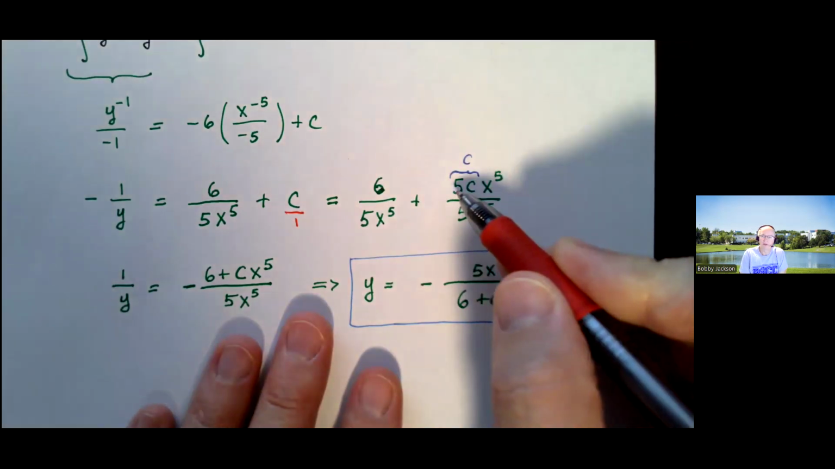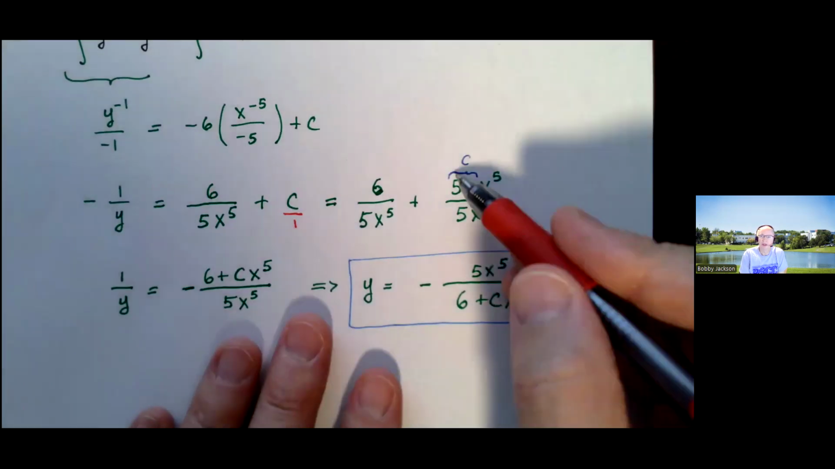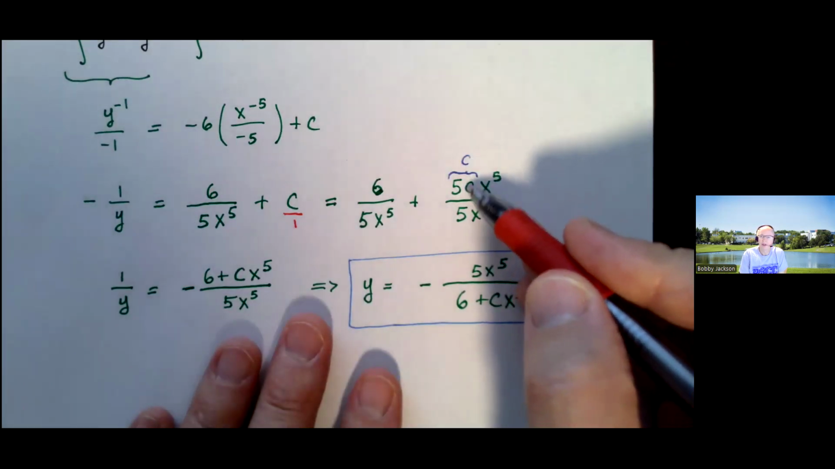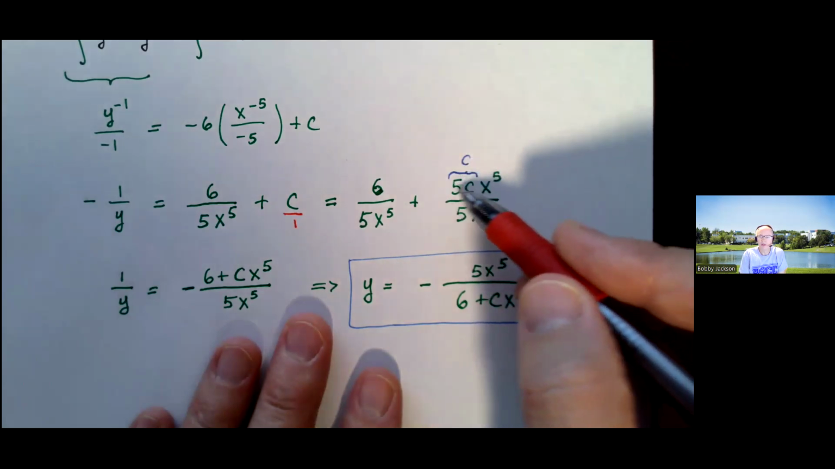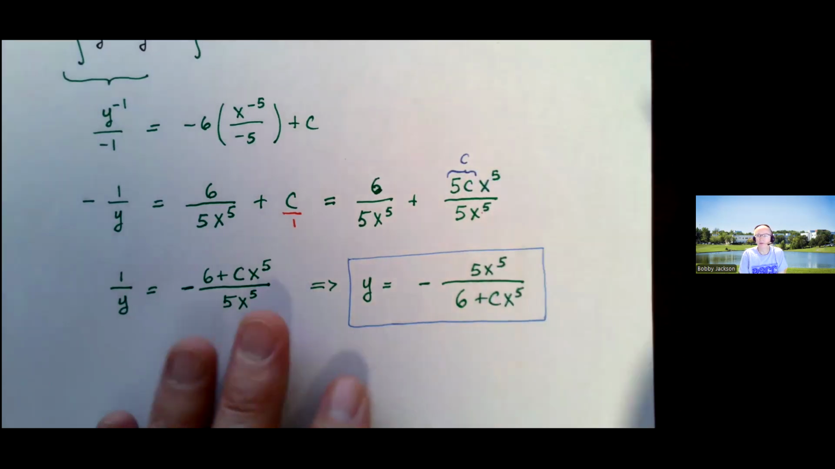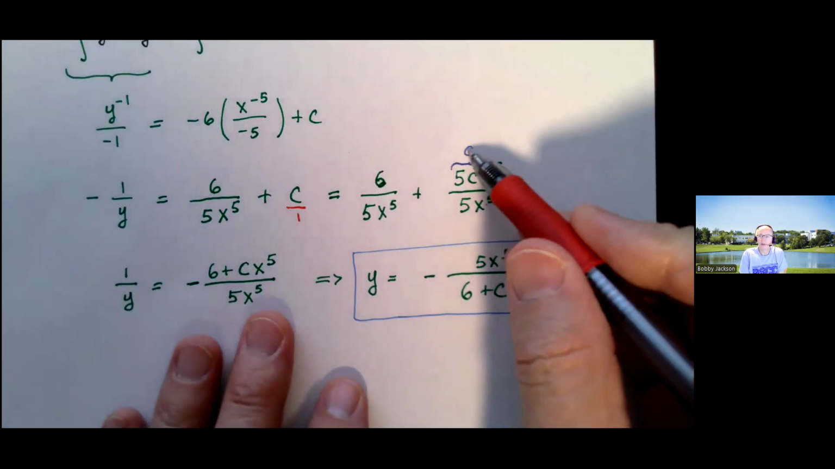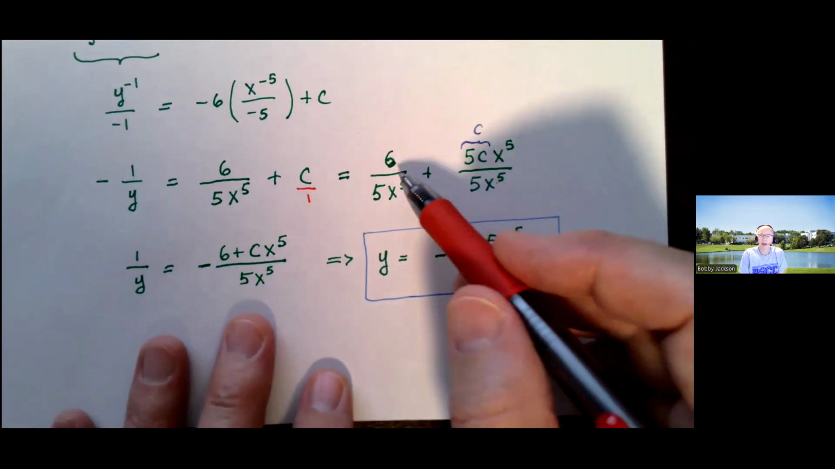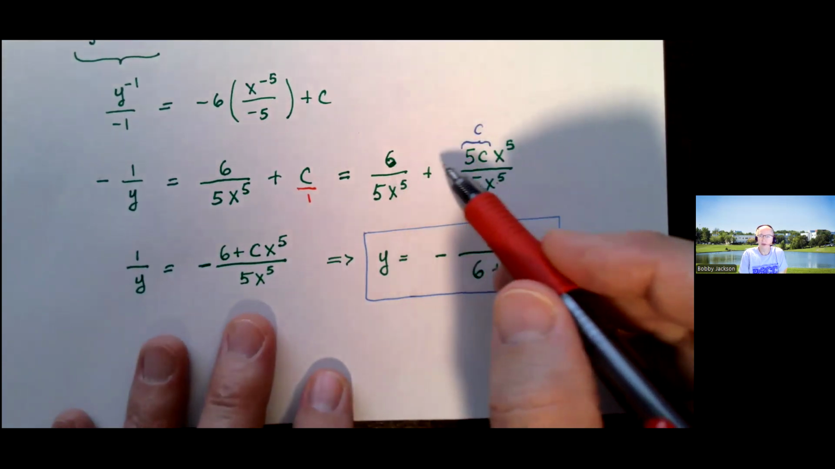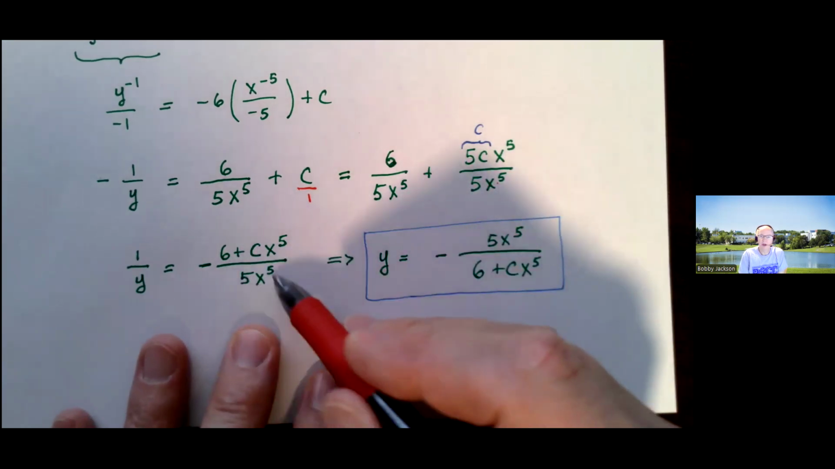So I don't want to write this as 5C x to the fifth. I just want to write 5 times C as some constant. Again, I'm writing C here, but these C's are not the same. In fact, this blue C here is obviously 5 times the green C. So if the green C were 3, then this blue C would be 15. So I've got 6 plus Cx to the fifth, divided by the common denominator.